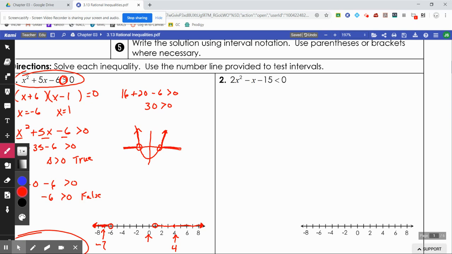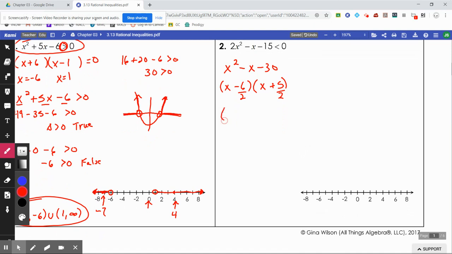Number 2, we're going to factor to find our zeros. So we're going to have to use bottoms up here, or slip and slide. x squared minus x minus 30. Two sets of parentheses, x and x, -6, +5, divided by 2, which is what we moved. So that's going to be an x minus 3 and a 2x plus 5. So my zeros are 3 and -5 halves.